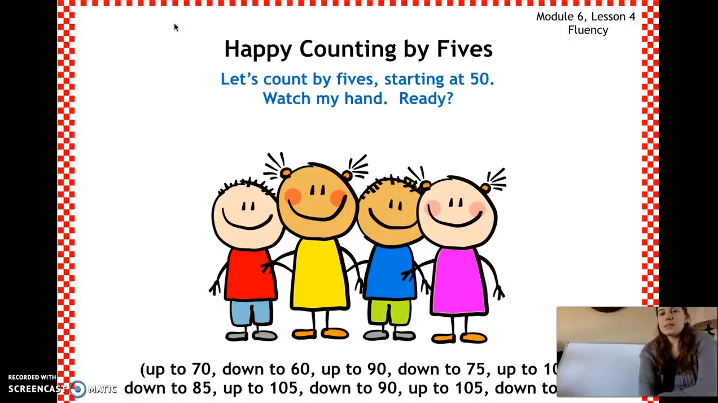Our first fluency is happy counting by fives. So it's similar to yesterday, but today I want you to start at 50. Remember, somebody at home can point up and down so that you can count. I would love to see a video, so if somebody at home can send me a video of you counting, that would be awesome. I know you guys are going to do great. Remember, if you start at 50, what comes next? Good, 55. All right, good luck.